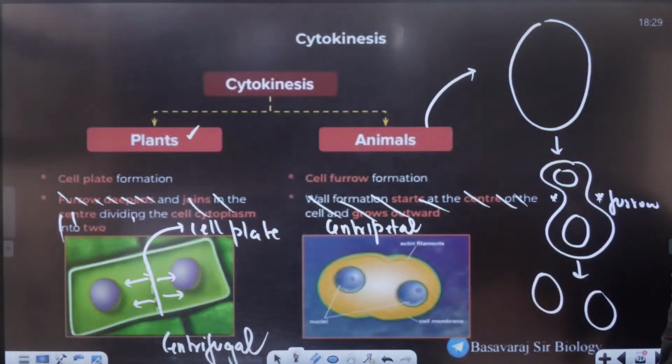Done, students? Done, all of you? Done? Done, students? All of you understood? Yes or no? If you understood, quickly smash it like button. 100 likes only is not done still.